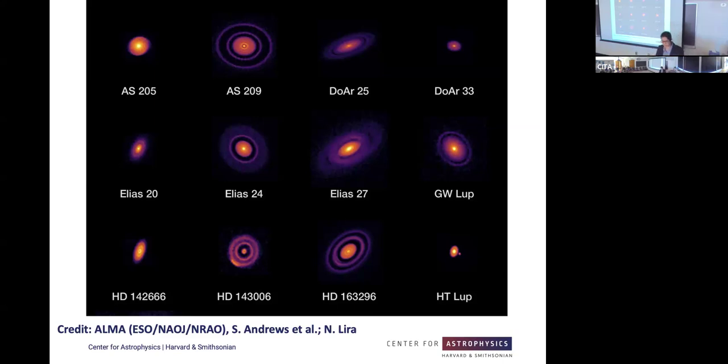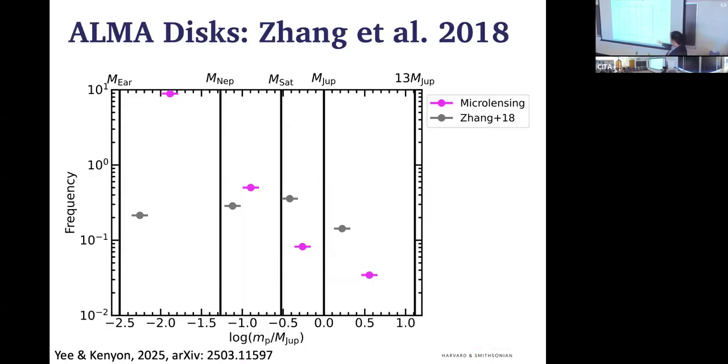And so I started talking to Scott Kenyon about it, and he started feeding me papers. And so he says, well, these guys did hydrodynamical simulations, and they put one planet in each ALMA gap, and this is what they find for their frequency.